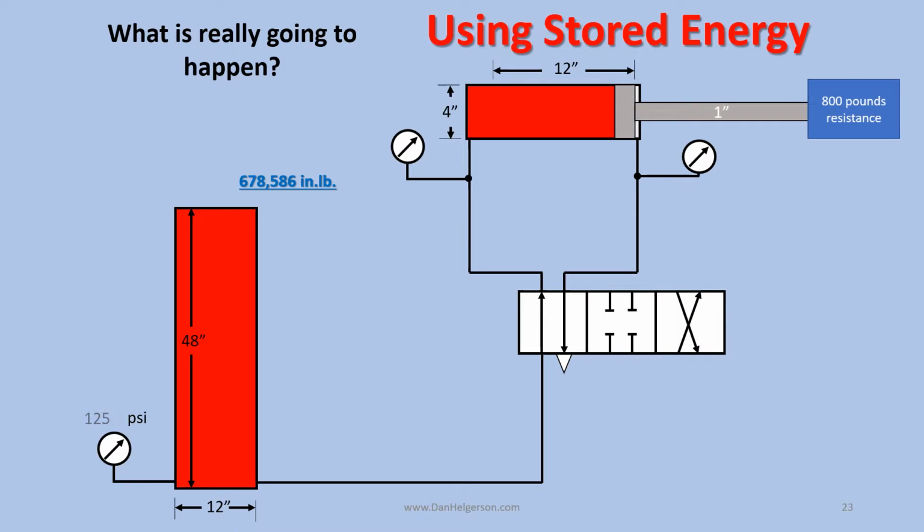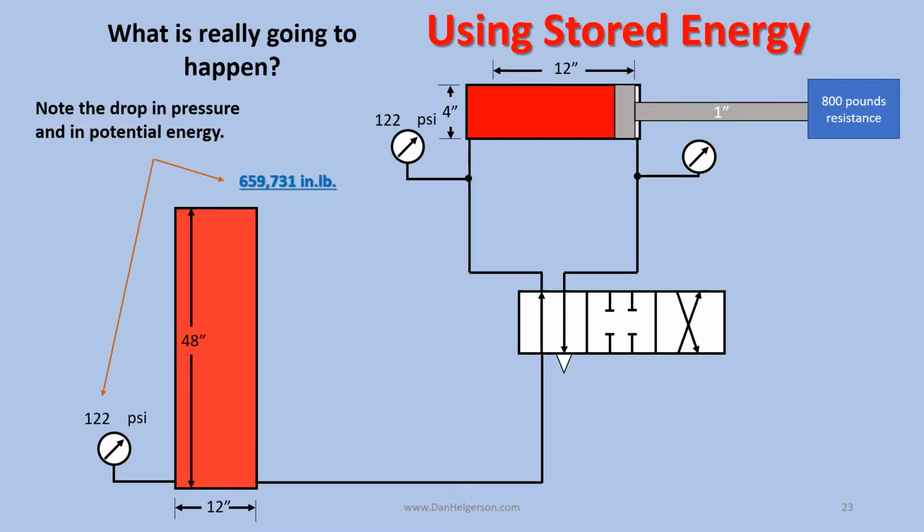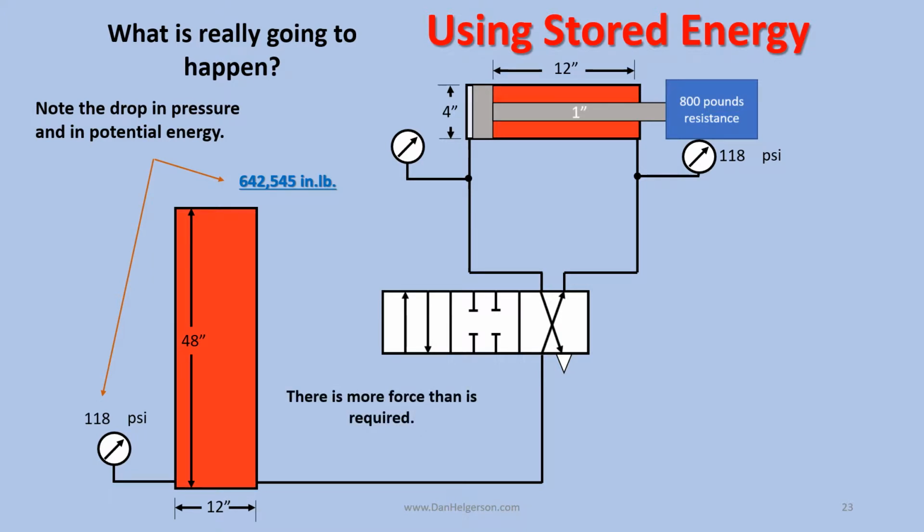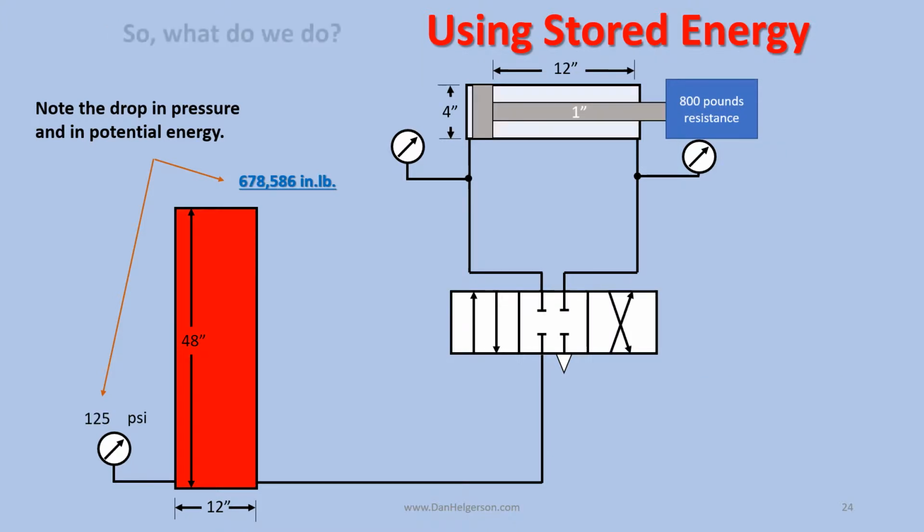We shift the valve and, whoa, that goes out fast. And also note the drop in pressure and in the potential energy. We shift it again and, oh, it goes really fast back. There is more force than is required, and the force translates into acceleration, extending and retracting in about 0.6 seconds. So what do we do?